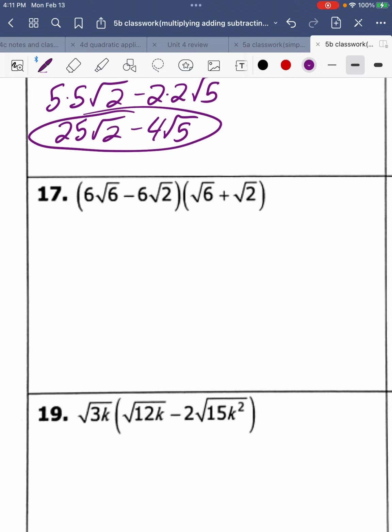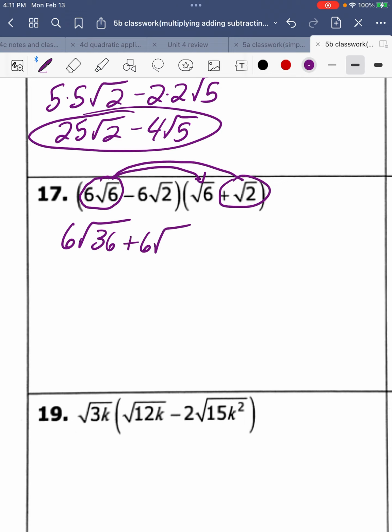All right, take a look at number 17. We have a binomial times a binomial, so we're going to take this 6 square root of 6 times the square root of 6. So that's going to be 6 square root of 6 times 6 is going to be 36. Let me just write out 36. Multiplying underneath the radical. And the square root of 6 times a positive square root of 2 is a positive 6 square root of, multiplying underneath the radical, is 12.